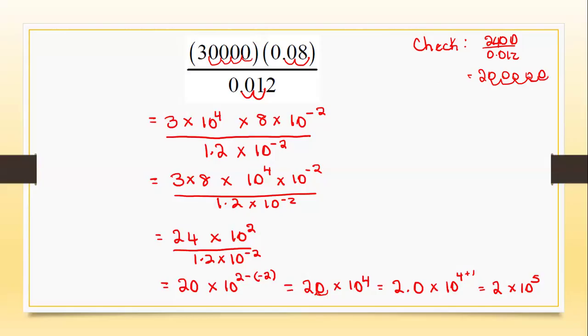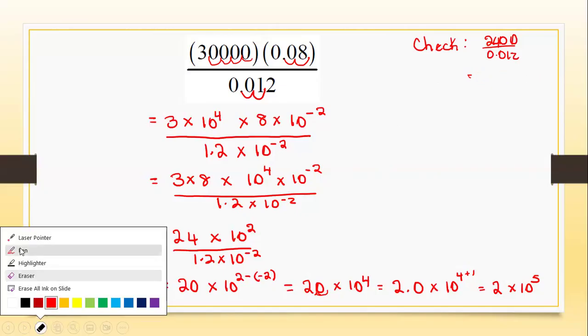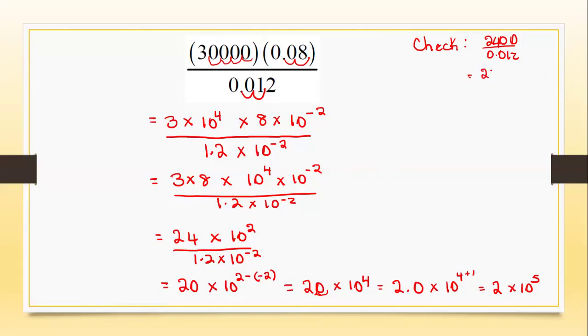Let's just fix that to make sure that we check properly, that we get the correct solution. So that's 200,000. So moving my decimal point, we have 1, 2, 3, 4, 5. So my answer is correct. So again, you can always check by using your calculator to find the solution as well.